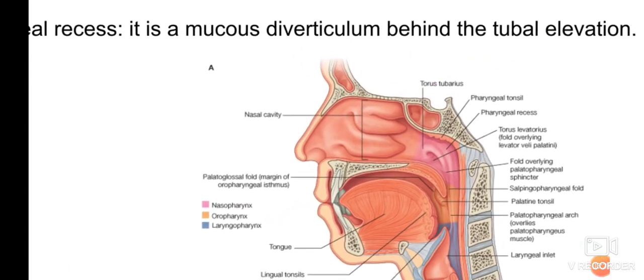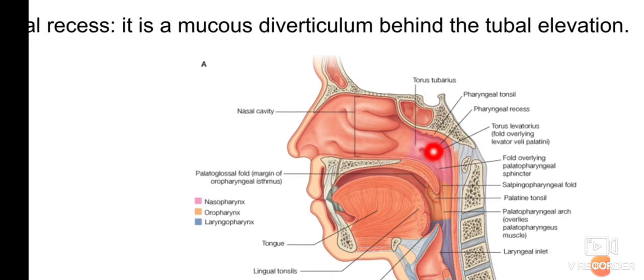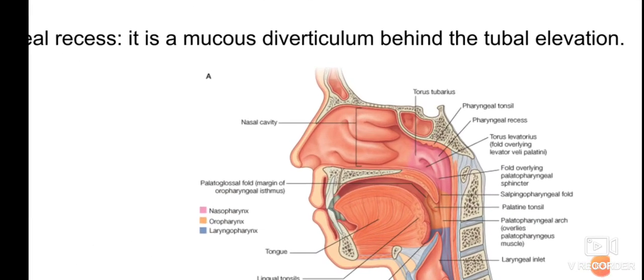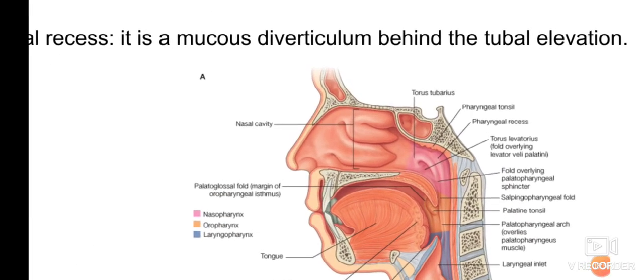Now we can see a collection of lymphatic follicles just above the tubal elevation, which is called tubal tonsil, that comes here just above the roof. So at this level, in the nasopharynx, we can see two groups of lymphatic follicles, one at the roof, other just above the tubal elevation. Now, pharyngeal recess is a mucosal diverticulum which is present behind the tubal elevation.